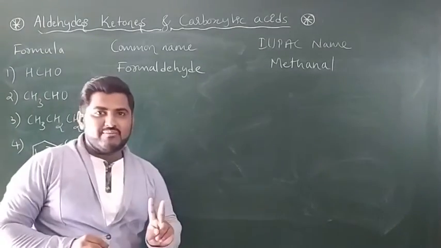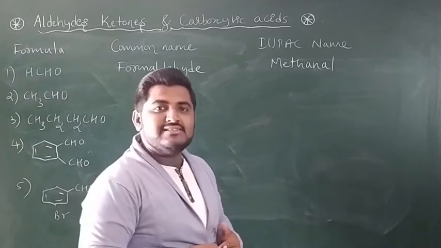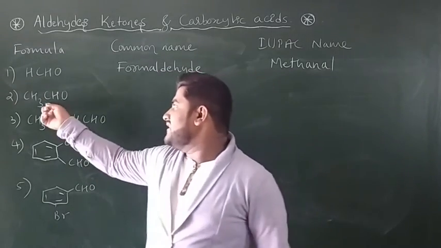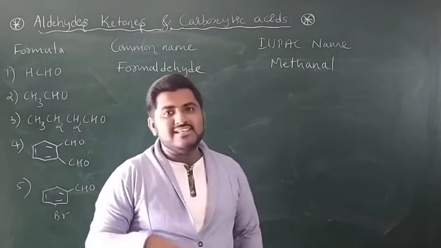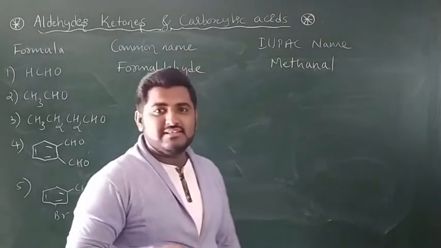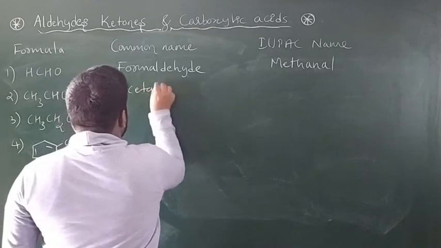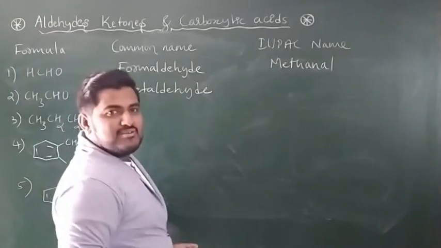Second one. How many carbon atoms are there here? CH3CHO means 2 carbon atoms. What is the parent carboxylic acid, guys? That is ethanoic acid, or acetic acid. If the parent carboxylic acid is acetic acid, then what about the aldehyde? Acetaldehyde. Oic acid is replaced by aldehyde. Therefore the common name is acetaldehyde.